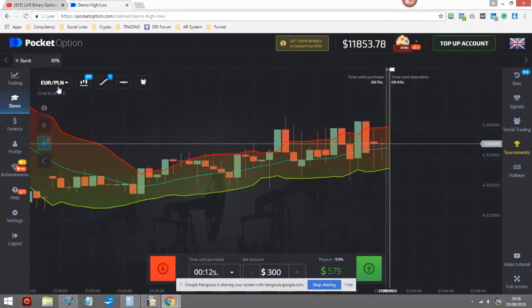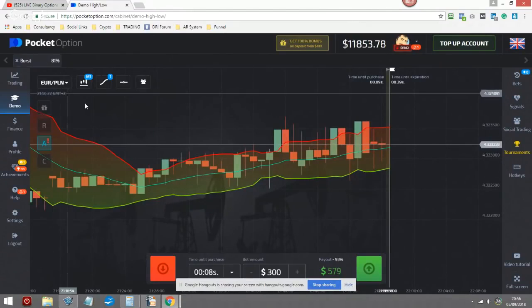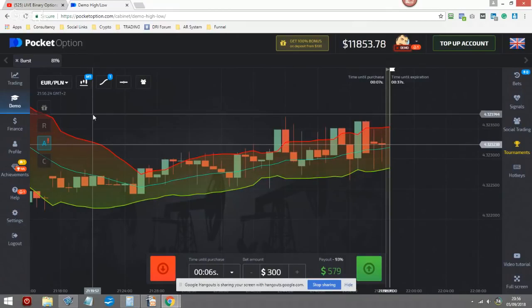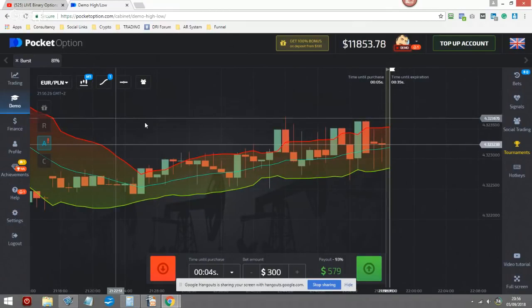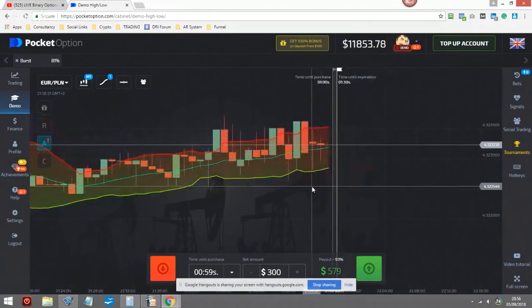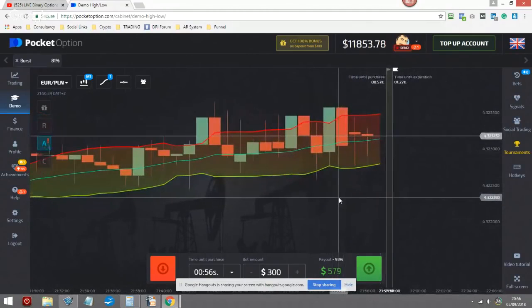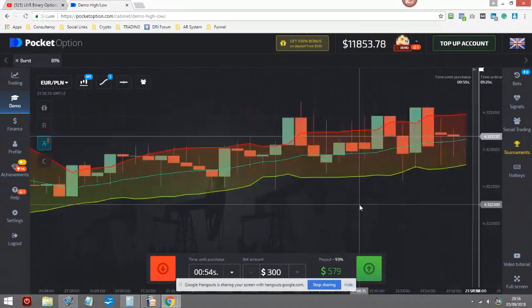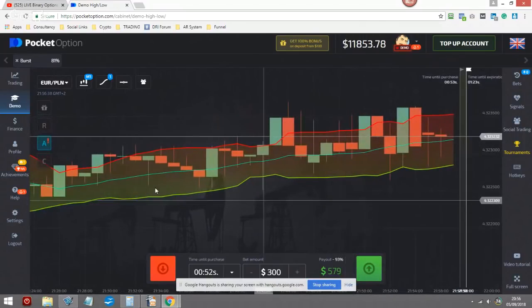I don't know, what's that? That won't be the Polish zloty, will it? I don't know what the PLN is. If anybody knows what the PLN is, let me know. It's all gone quiet on us.